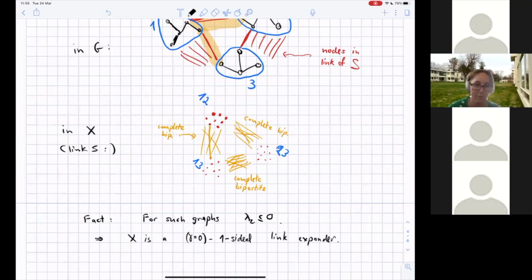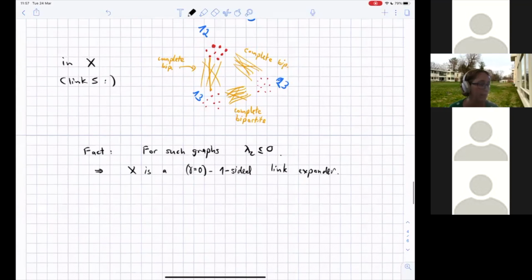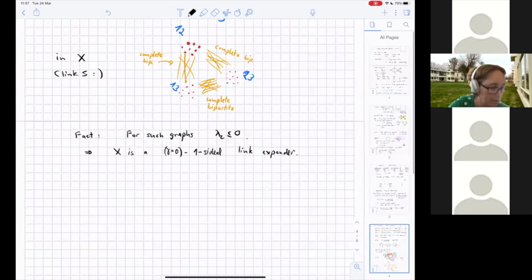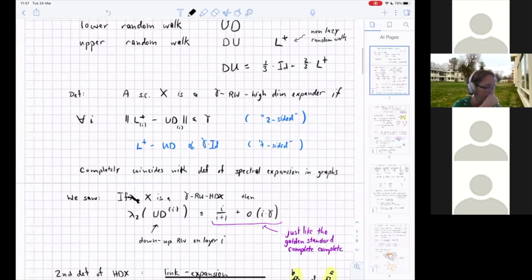So once you carefully look at the links, you see that they have a very simple structure. It turns out that their expansion is actually super good. And you get your expansion, and from the link expansion, you get the mixing. Remember, this is the slide from the beginning of the talk. We had this fact that if a complex is an HDX, then we know not only that the upper walk is the same as the lower walk, we also know something about the spectrum of this walk.